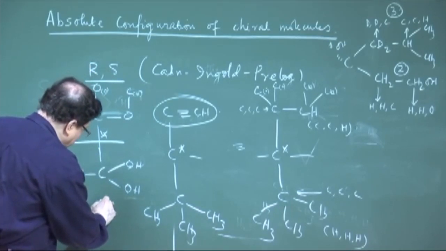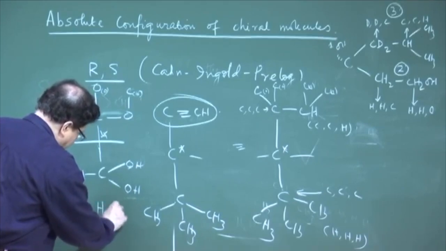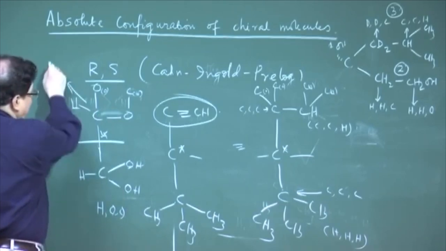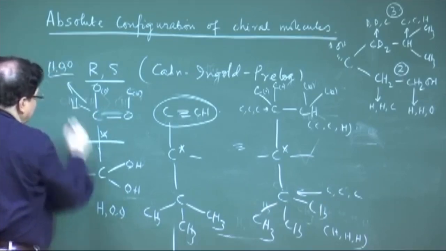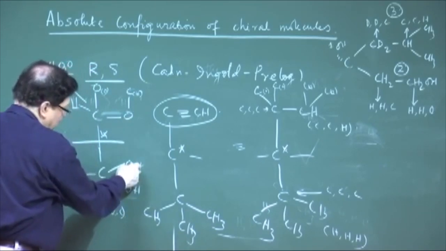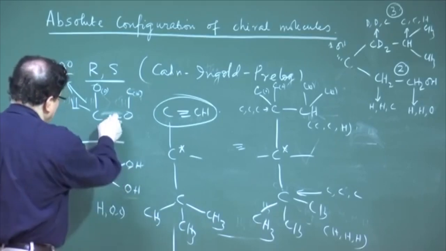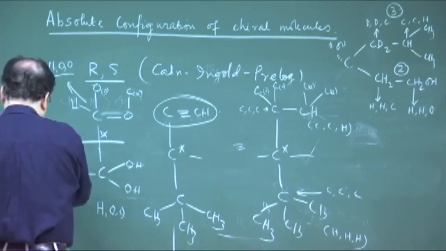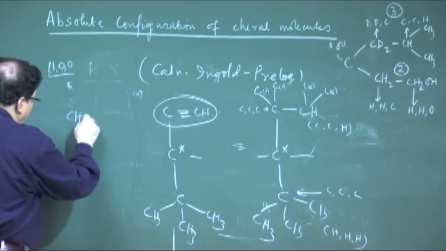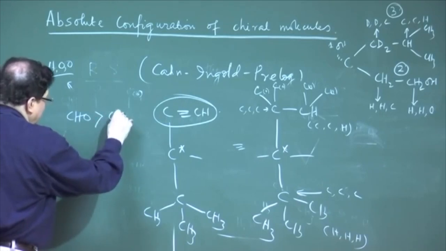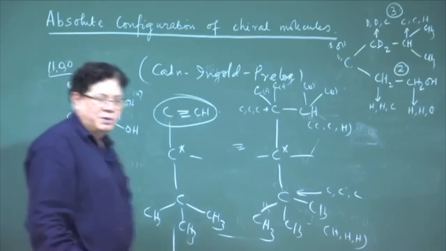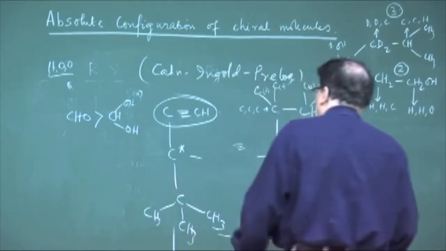So here this carbon is attached to hydrogen, oxygen, oxygen. This carbon is attached also like that, hydrogen, oxygen, oxygen. So there is no difference. But the next oxygen is attached to a carbon, and this next oxygen is attached to a hydrogen. So this wins over that. So the rule says CHO is greater than CH OH OH. Okay. So like that, I hope you will be able to sort out several things.